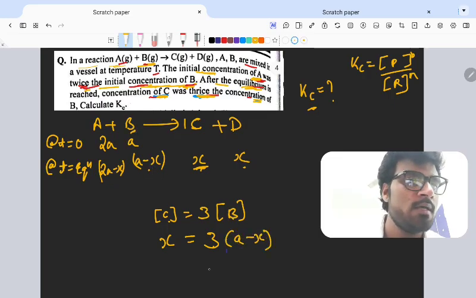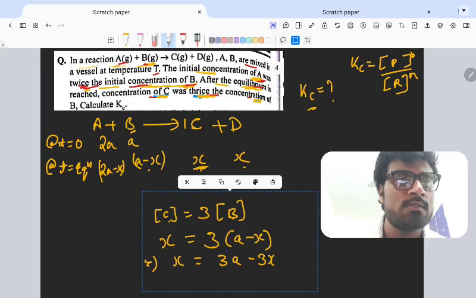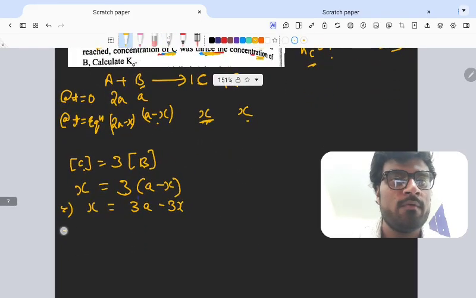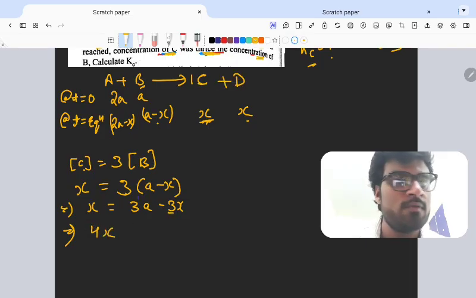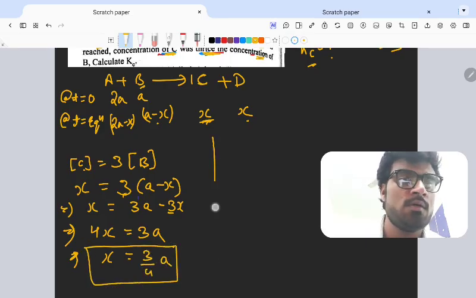a minus x. Can you solve this? So x is equal to 3a minus 3x. I will shift this 3x to the left side, so it will be x plus 3x, which is 4x. When moved to the left side, it is added to the x. Then we get 4x is equal to 3a. Then x is equal to 3 upon 4 of a. We have got this.